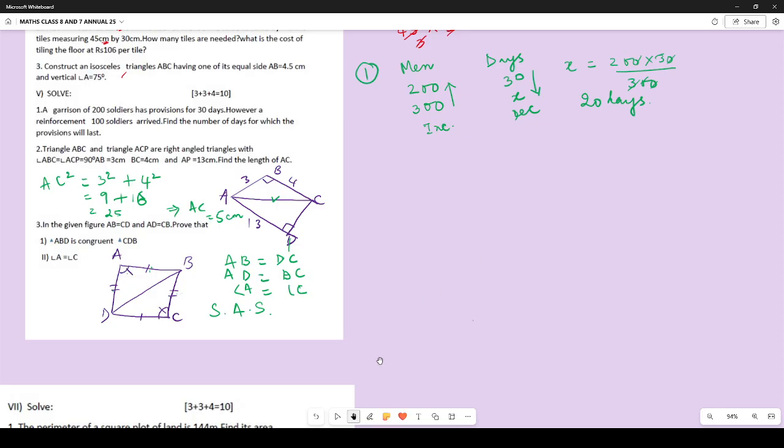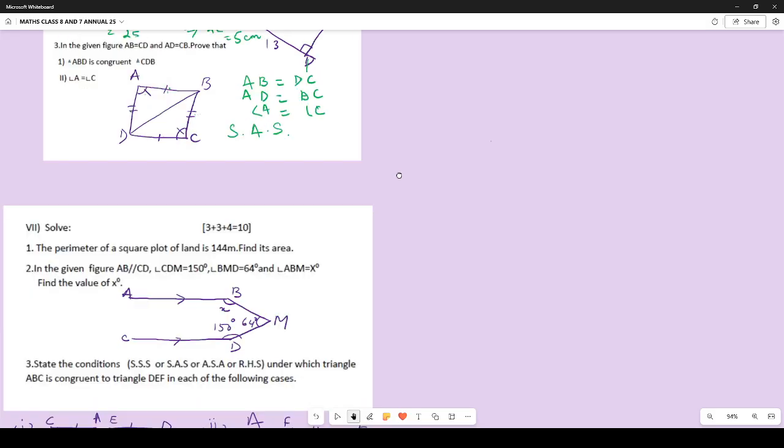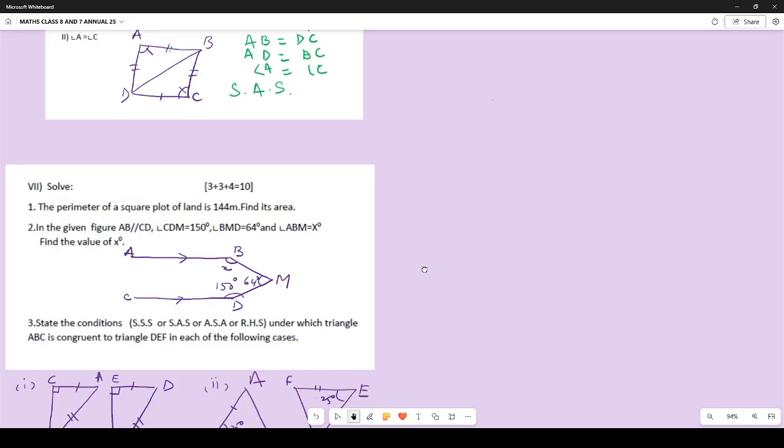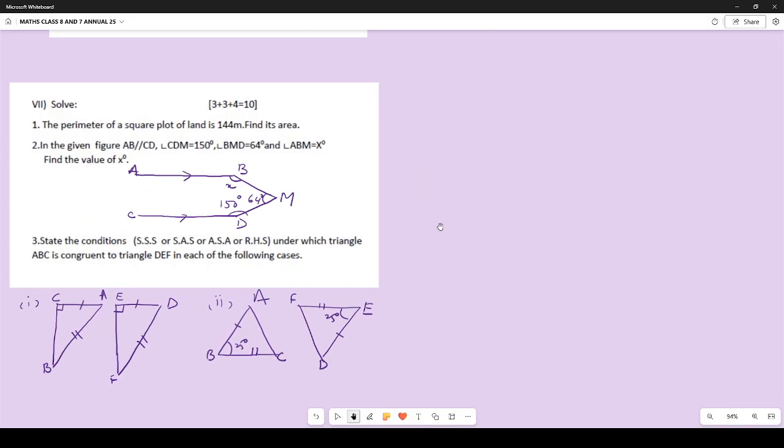Now let us come to the last bit of the question over here. The perimeter of a square plot of land is 144 meters. Find its area. Now remember, perimeter is equal to 4 into side. So how do we find the side? For the side, what we do is we divide 144 by 4.